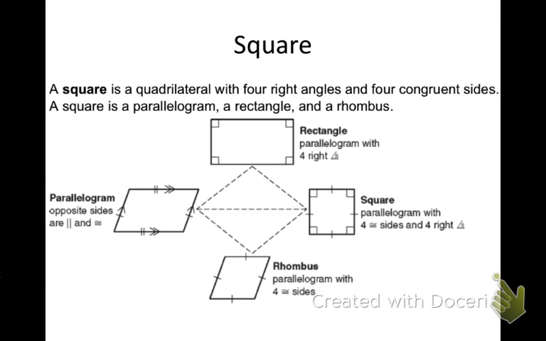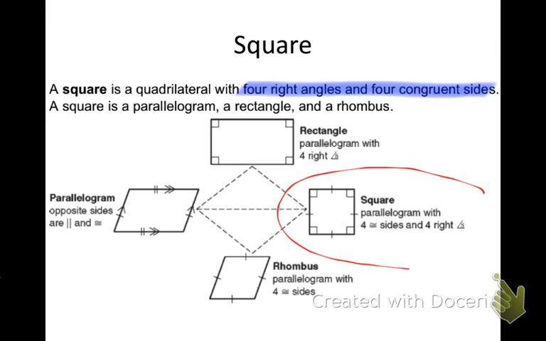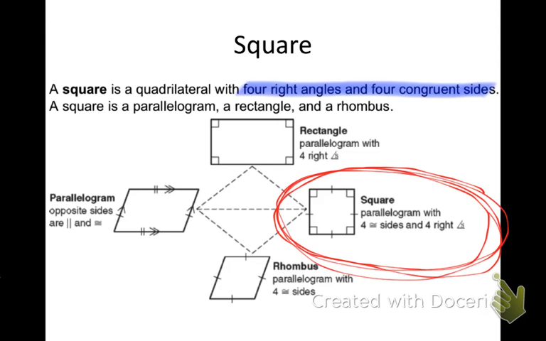And the last special one is a square. A square is a quadrilateral with four right angles and four congruent sides. So basically it takes both the properties of a rectangle and a rhombus and puts them together and we get a square. Now recognize the difference. A square has to have four congruent sides and it has to have four right angles. A rectangle can just be four right angles and a rhombus can just be four congruent sides. Okay, so we have to recognize the differences.